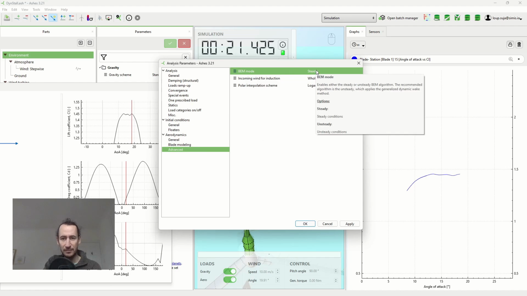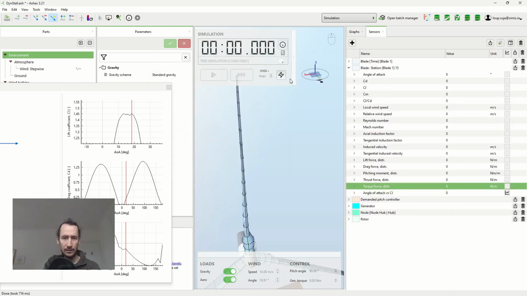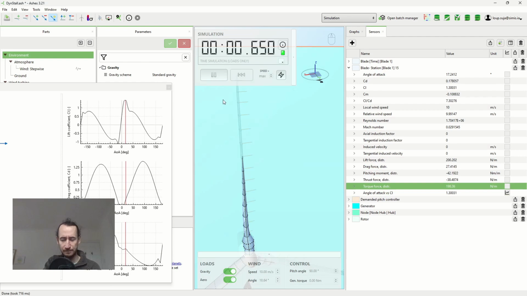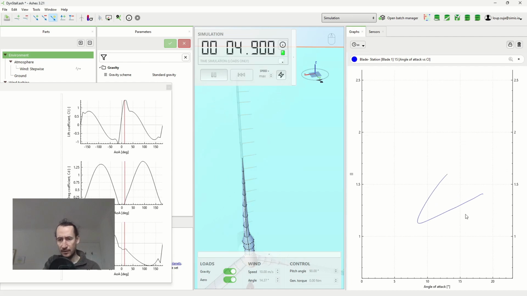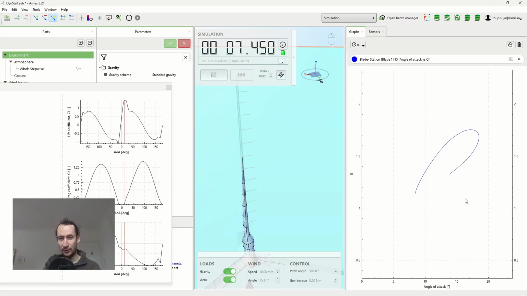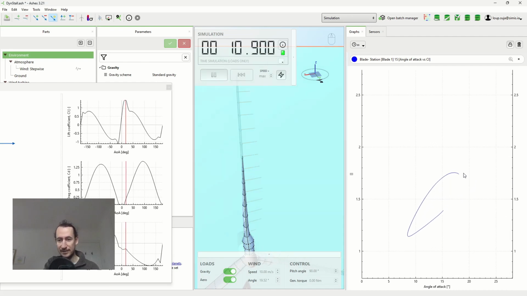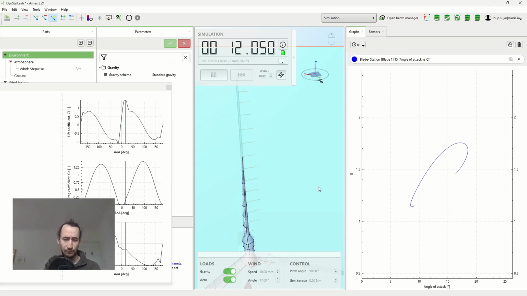So if I change from steady aerodynamics to unsteady, and if I start my simulation now, again we can look at this same graph here, and well, there are some transitions, but now what you see is that we're not following the line anymore. This is the point that we're following, and you can see that there's this hysteresis now.